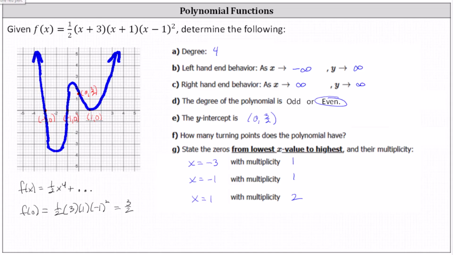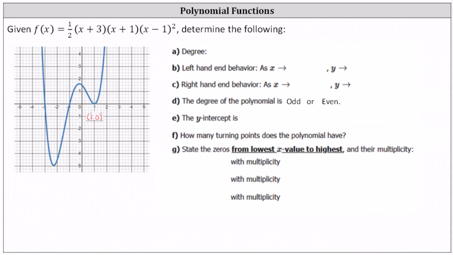Analyzing the graph, the function is decreasing, increasing, decreasing, and increasing. So we do have the most turning points possible. We have 1, 2, 3 turning points. And of course, we can graph the polynomial function on a graphing calculator, and this does verify our work is correct. I hope you found this helpful.